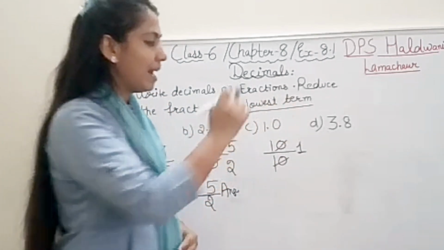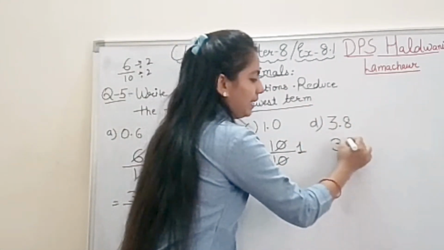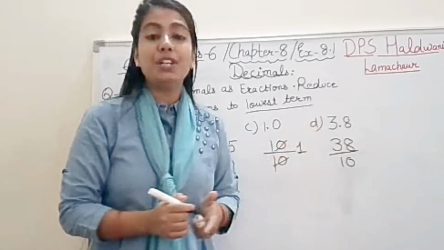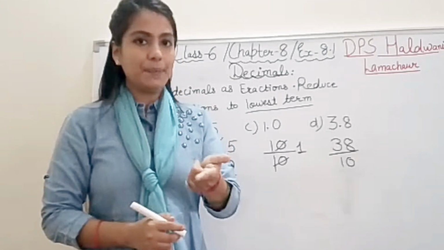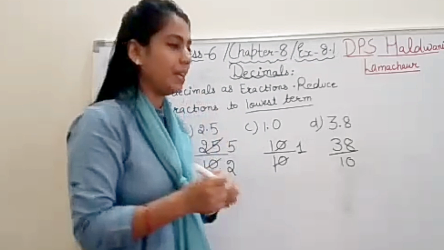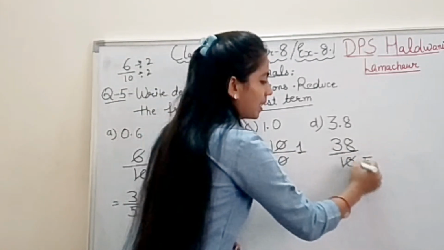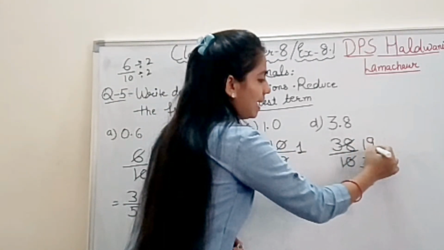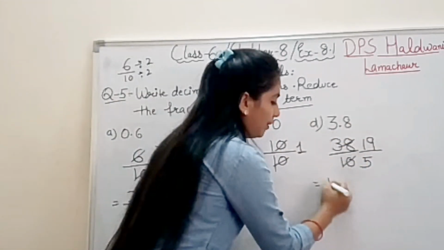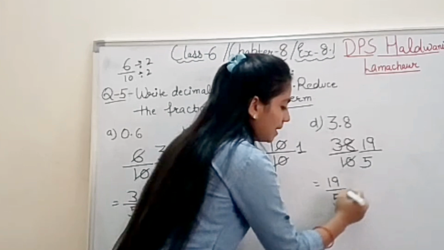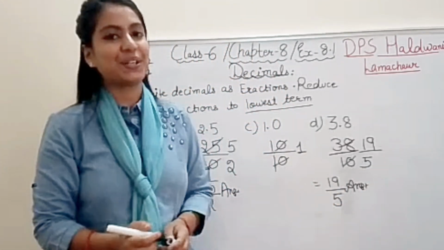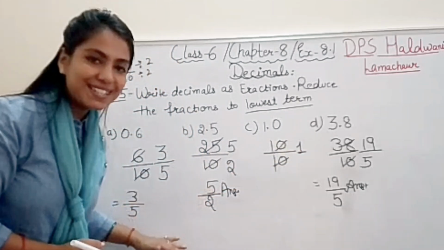Yes. Now D part 3.8. So 38 divided by 10. Now in this you can use the divisibility test directly. Then see last number is even number. Both number will go with 2 table. So 2 5s are 10. 2 1s are 2. 2 9s are 18. We got 19 upon 5. So now further it will not cut with the same table. So 19 by 5 is the lowest term. Got, student? Very simple questions.